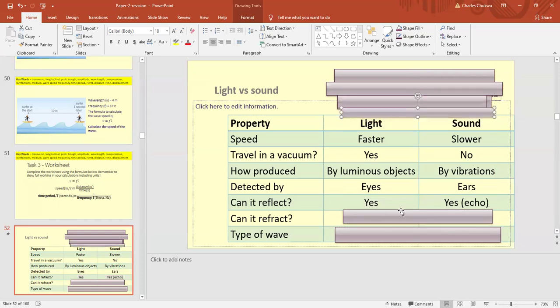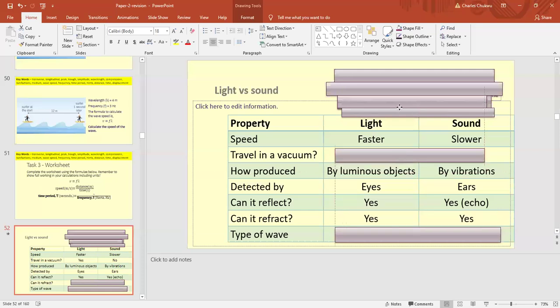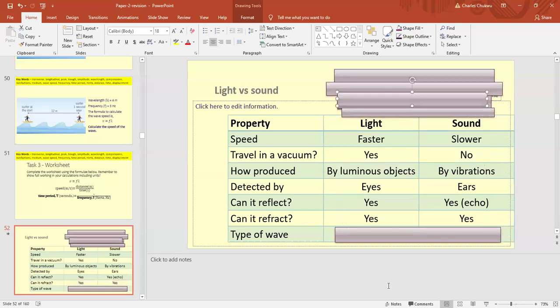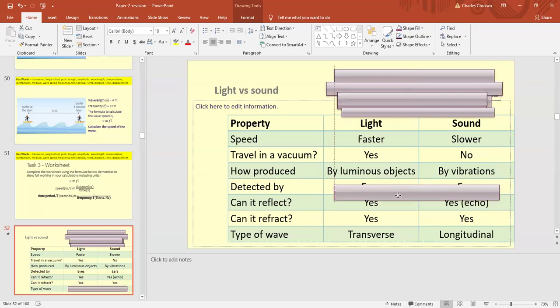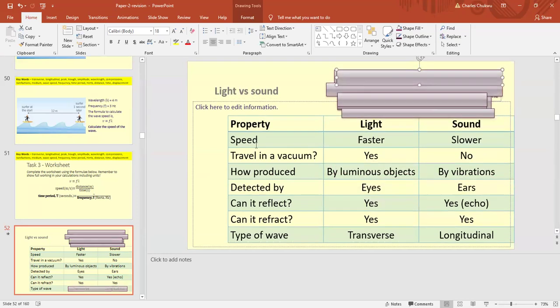What next? Can light be reflected? Yes. Can sound be reflected? Yes. Echo. Can light refract? Yes. Can sound refract? Yes. Finally, what is light? Light is a transverse wave, while you already know that sound is a what? Longitudinal wave. Okay.